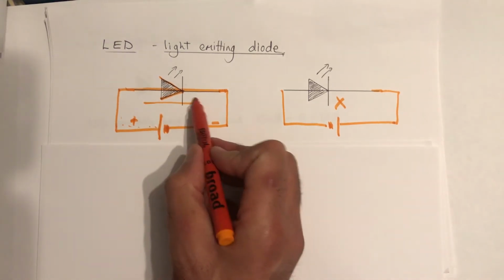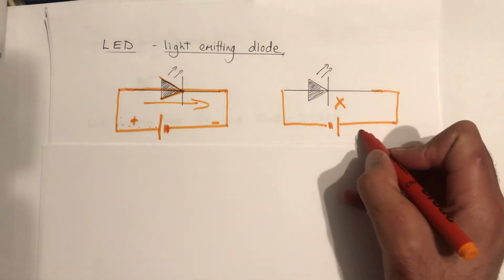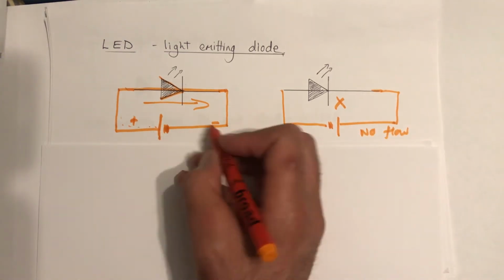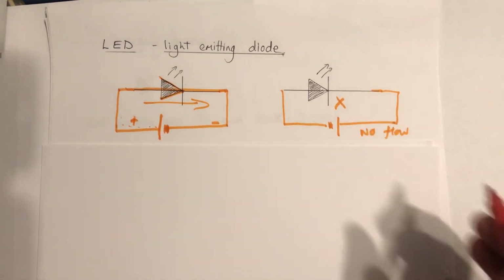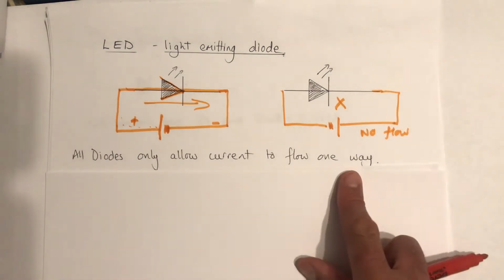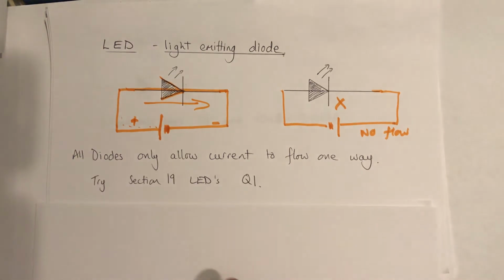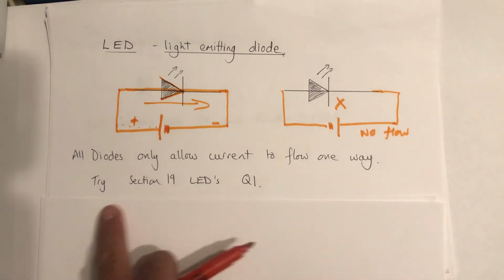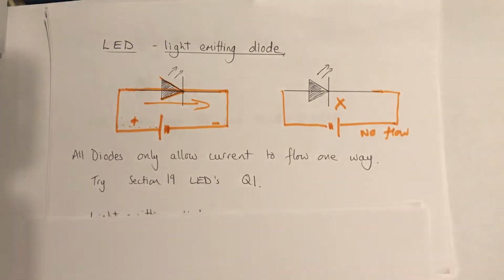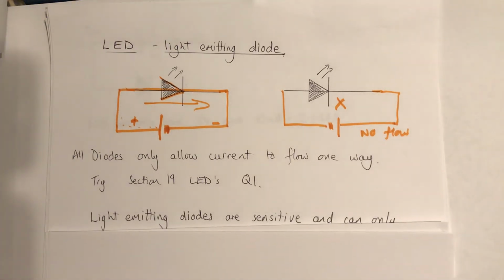So this works and you get current flow. This, you do not get current flow. And we say this is forward biased and reverse biased, but I don't think you need to know those terms. So all diodes only allow a current to flow one way. And having looked at this, you could try section 19 on LEDs, question 1. But I really need to go on to question 2.